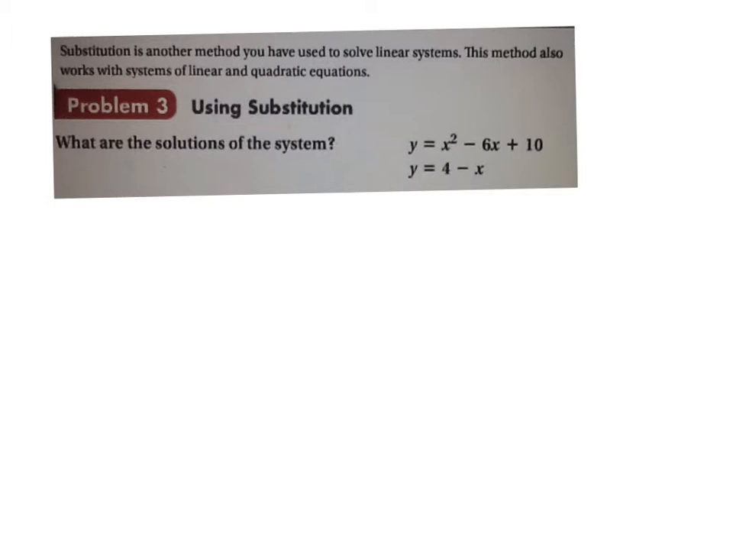So for this first example here, there are a couple different ways to think about it. They're both y equals, and if they both equal y, then they equal each other. So you can think of it that way, or you can think of straight doing your substitution, in which I'm going to circle the bottom one, and I'm going to replace the y in the top one. That gives me 4 minus x equals x squared minus 6x plus 10.